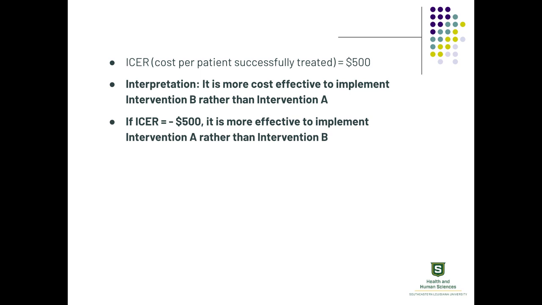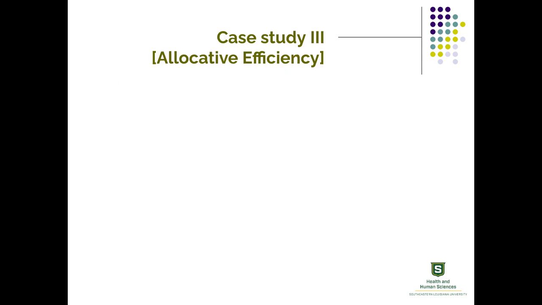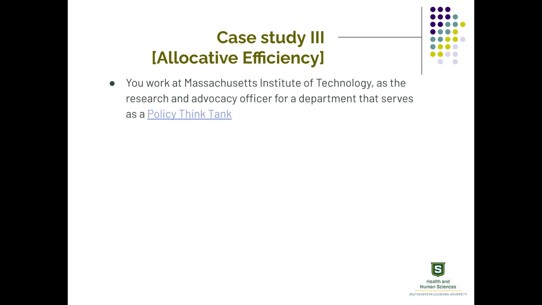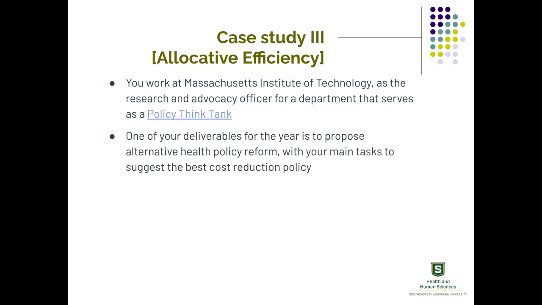For the final case study, instead of technical efficiency, we're going to be looking at it from an allocative efficiency perspective. In this case study, you work at MIT as the research and advocacy officer for a department that serves as a policy think tank. One of your deliverables for the year is that you are required to propose an alternative health policy reform, with your main task being to suggest the best cost reductive policy for it.